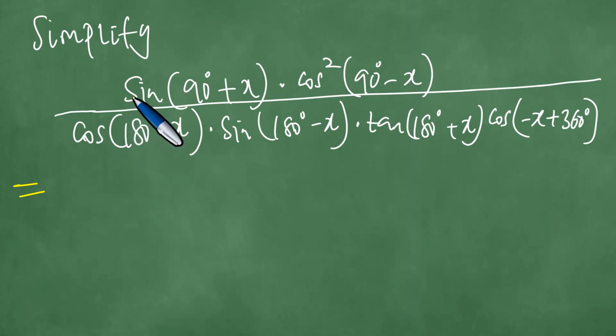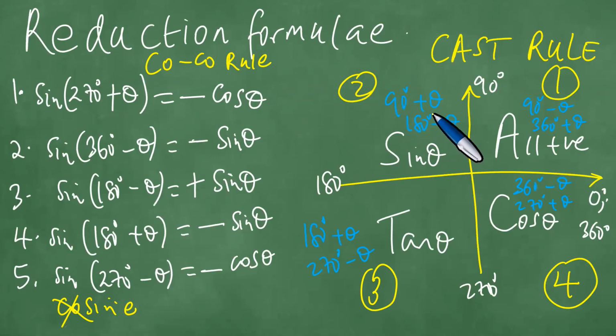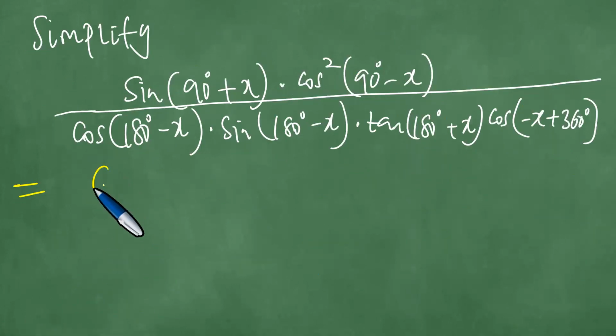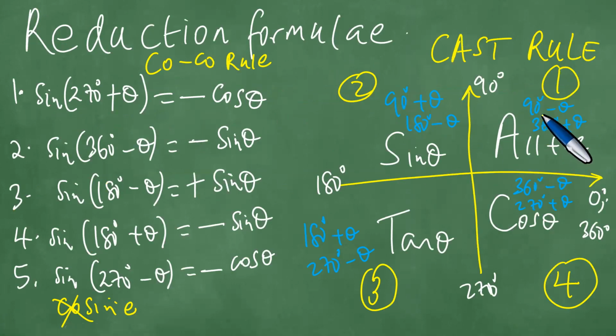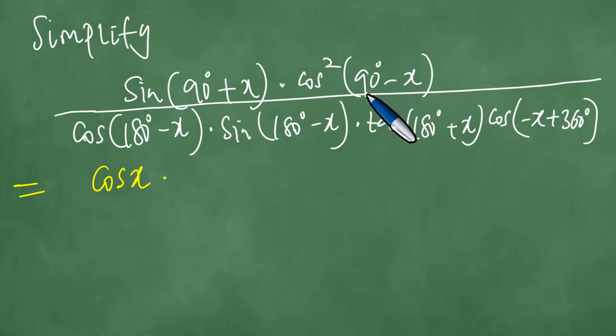So in the end, 90 plus x is in the second quadrant, where the sine is the only one positive, so the answer is going to be positive. But the COCO rule applies, meaning it's going to be positive, but it's going to change to the cosine of x. Now 90 degrees minus theta is in the first quadrant, where everything is positive, so the answer is going to be positive. But the COCO rule applies because of the 90 degrees.